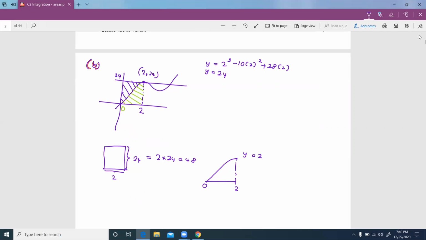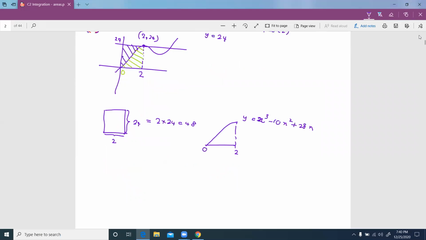Sorry, x cubed minus 10x squared plus 28x. So if you need to find this area, you can integrate the graph from 0 to 2, this bit of minus 10x squared plus 28x. If you do this integration, that is x to the power 4 over 4 minus 10x cubed over 3 plus 28x squared over 2 from 0 to 2. So you have to substitute and get this answer. If you do this integration, you will receive the answer just like this.